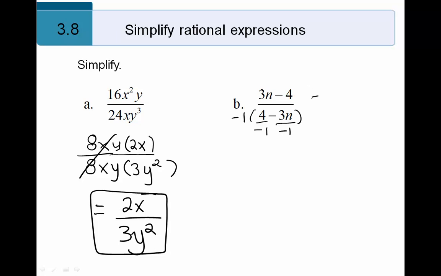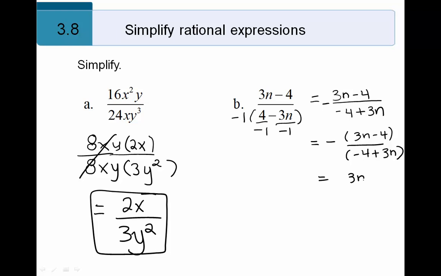So 3n minus 4 on the top. I factored a negative out. I'm just going to put it front and center right there. Okay? 4 divided by negative 1 is negative 4. Negative 3n divided by negative 1 is positive 3n. So you can see I have a negative 3n minus 4 over negative 4 plus 3n.